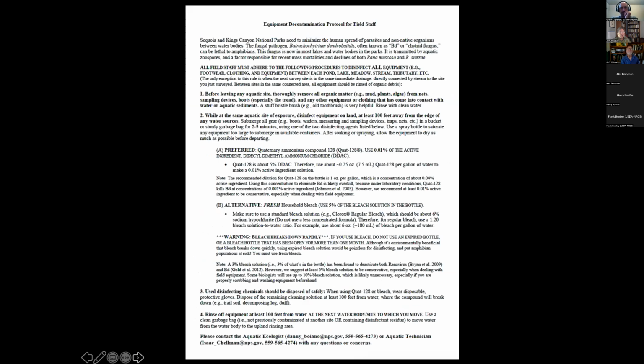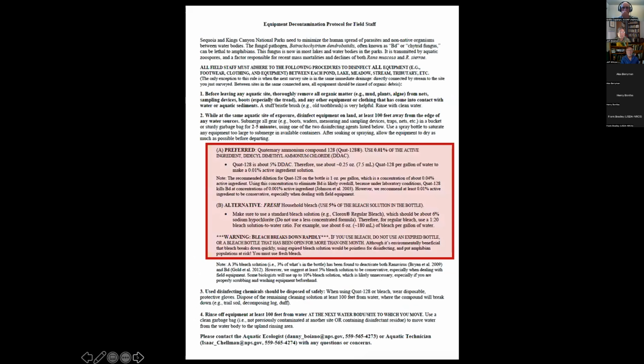So here's one for national parks. The National Park Service has their own version, but this is generally the federal level decontamination protocol, which will be written into your permit if you get one. So we'll follow this along just to see how it goes.